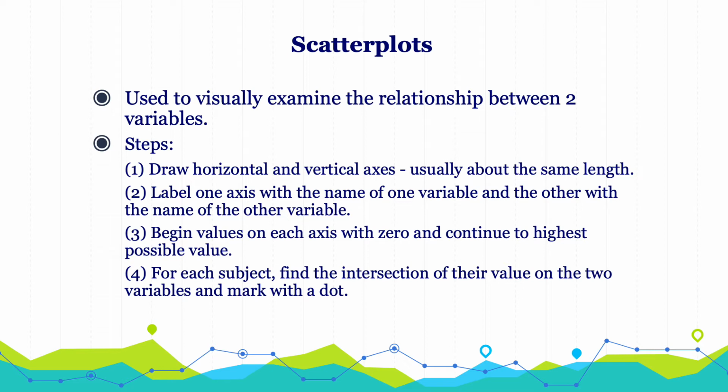You would label one axis with the name of one variable and the other with the name of the other variable. You'd begin the values on each axis with a 0 and continue to your highest possible value. And for each individual subject or participant or person, you would find the intersection of their value on the two variables and mark it with a dot. Steps 1 through 3 are probably pretty intuitive here, but step 4, people do struggle with some, so I'm going to show you some examples just to make sure that you really understand how a scatter plot works.